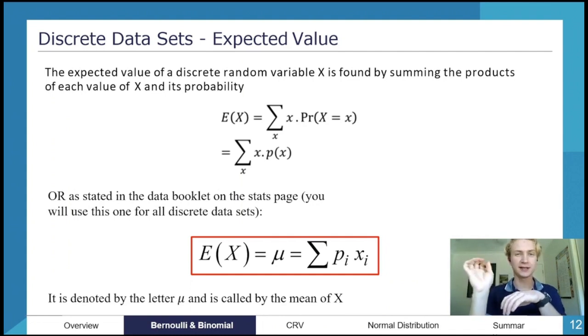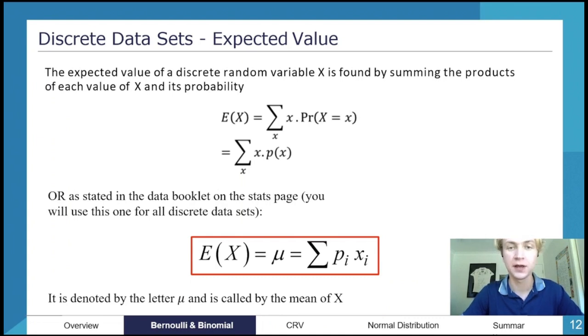Now, for our discrete data sets, these are what you would have gone over in year 10. You've already done these, which is good. So the expected value of a discrete random variable x is found by summing the products of each value of x and the probability of achieving that. Mathematically, we write this as the sum over x of x times the probability of X equals x. And what we essentially get is this formula here, which you can find on the stats page, like the second or third page. And you use these for all discrete data sets.